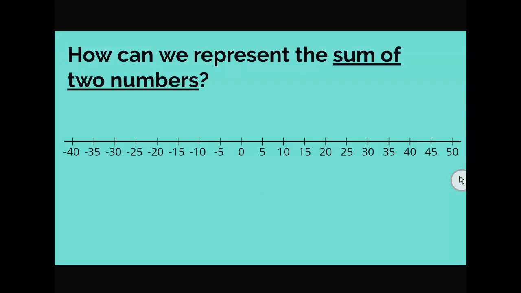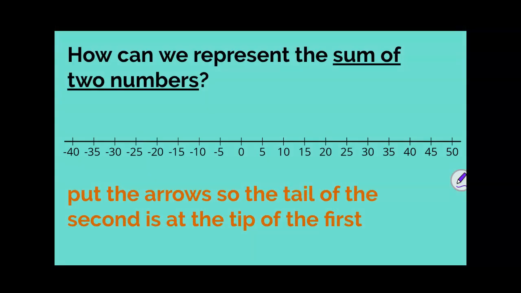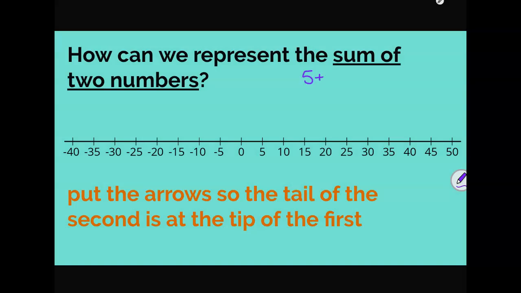We'll practice this more. How can we represent the sum of 2 numbers? You're going to put the arrow so the tail of the second is at the tip of the first. So for example, if I did a basic one like 5 plus 10, what you would do is you'd start at 0 and you make an arrow going to the right 5 units, and then you'd start the next one at the 5 and you'd make another arrow going to the right 10 units, and your sum would be where you leave off at 15.